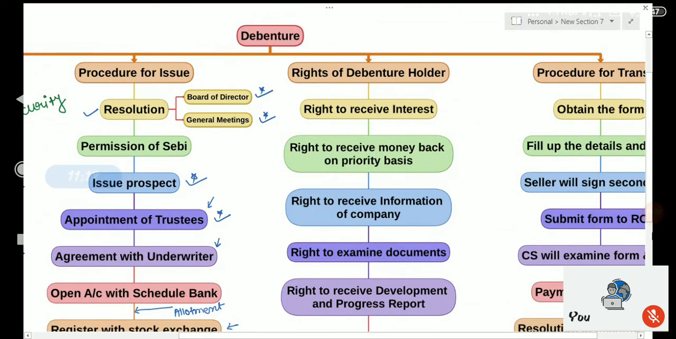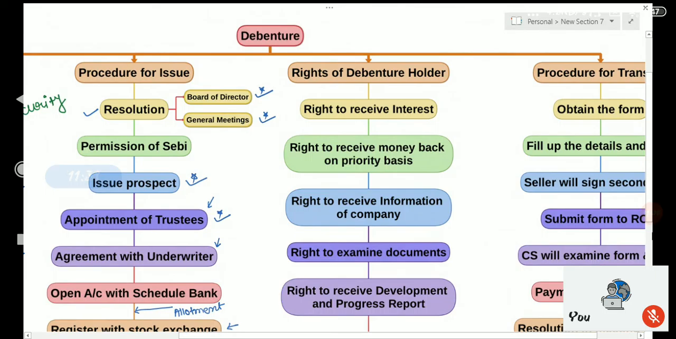Right to receive information of the company. See, the company is working on the basis of the amount which it has collected from the debenture holders. So the company has to provide all the information which ensures the debenture holder that their amount is safe with the company. Right to examine the documents.